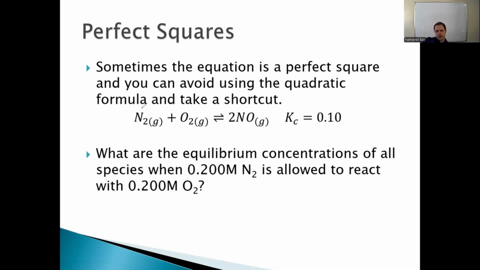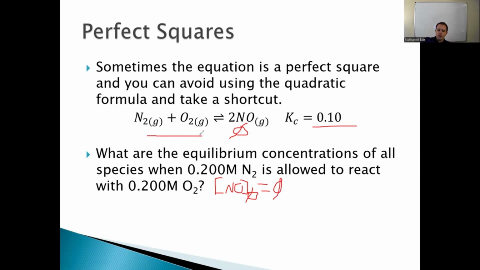We got a synthesis reaction, N2 plus O2 goes to 2NO, and it's got an equilibrium constant of 0.1. I want to know what are the equilibrium concentrations of all species when 0.2 molar N2 is allowed to react with 0.2 molar O2, and there's no initial NO. If something is not mentioned, you assume there is none of it.